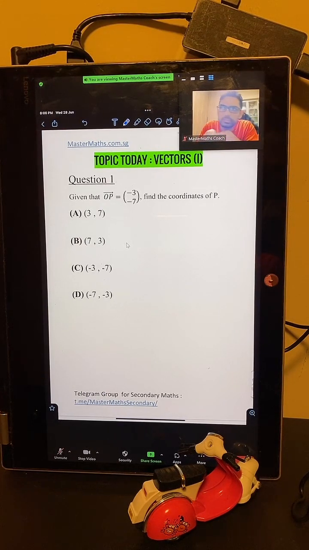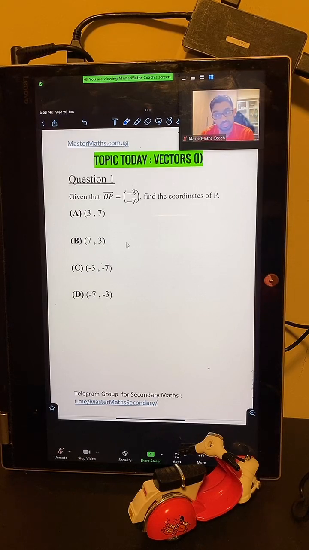Welcome everyone to tonight's live class. My name is Coach Irfan from the MasterMaths Education Center. We are doing vectors today, vectors for secondary E-maths. Just to share, during my time, vectors was tested also in the additional math syllabus. Nowadays they took vectors out of A-maths. But back then, almost 20 years ago, vectors was included in A-maths as well. So this time round, you only see vectors in E-maths.